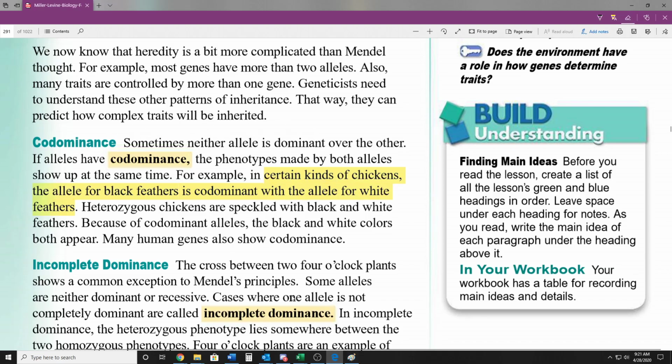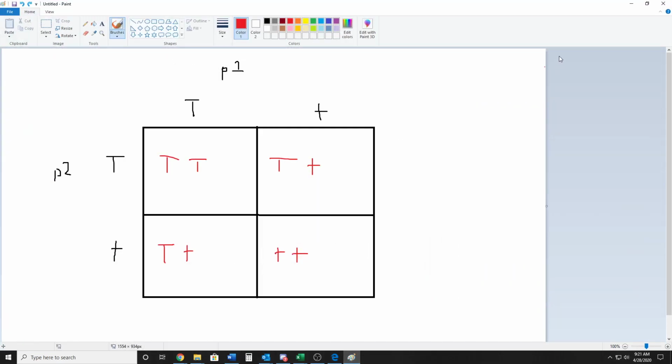Okay, so if we were to do a cross for this particular chicken, it would look a little something like this. Let me go ahead and get rid of this.